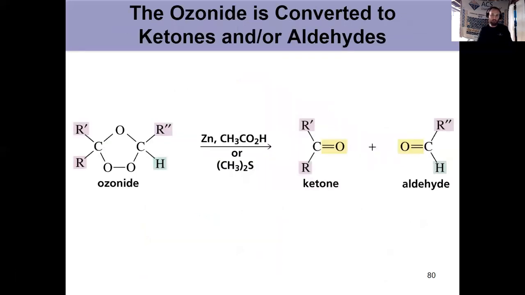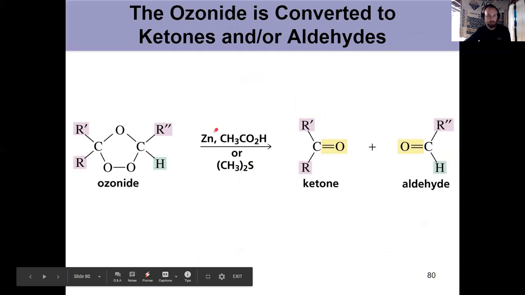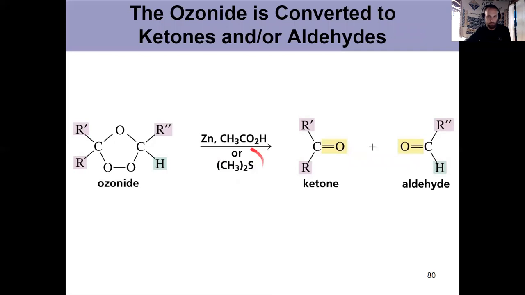So what you do at the end of this reaction, right, is treat it with 2 combinations. Okay? You can either use zinc in acetic acid or this guy right here. It's called dimethyl sulfide, excuse me. That goes through something that's known as the Criegee mechanism. You don't have to know it because it's a radical mechanism. We don't cover those until chapter 12. Okay? But at the end of the day, take the ozonide, right?